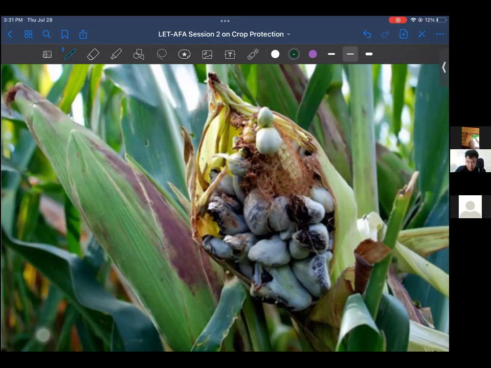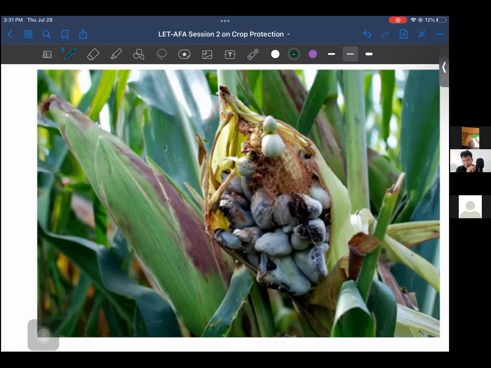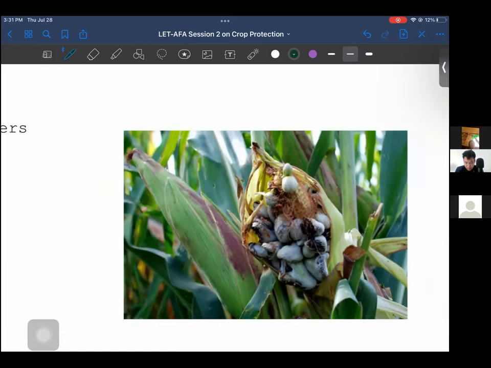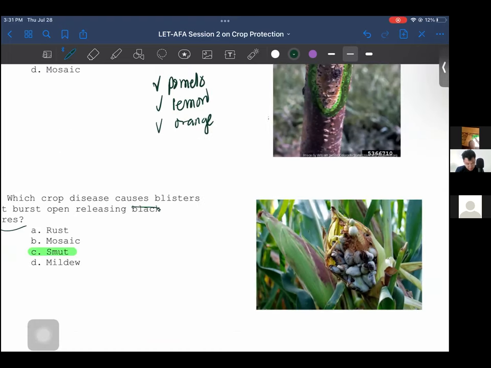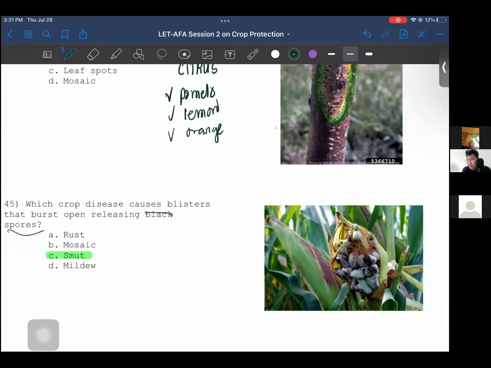Yes, parang paltos na. Para siyang paltos na may something sa loob, tapos mag-burst na lang siya. That is called smut, which is hindi ideal talaga. Ayan, ang itsura ng smut. Nangyayari ito sa corn. Corn lang actually ang pinaka-victim nito. Smut is caused by a fungi kasi may spores.